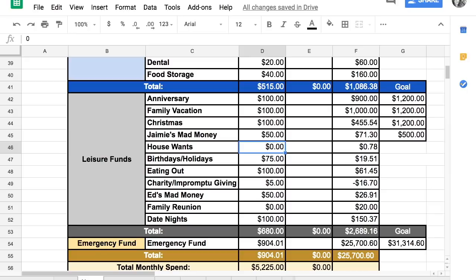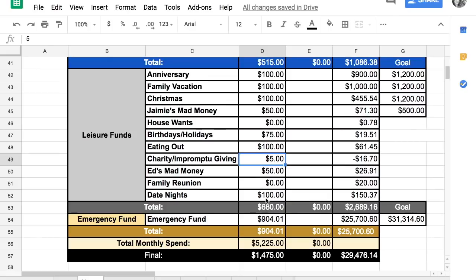House wants, probably not contributing to that. Again, I think we'll probably wait until we have a secure job lined up after my husband loses his job before we put money into a house wants account. Birthdays and holidays, I will continue to contribute. Eating out will continue to contribute.